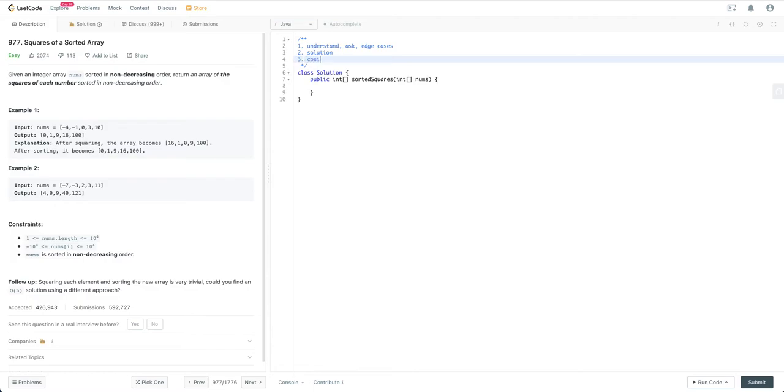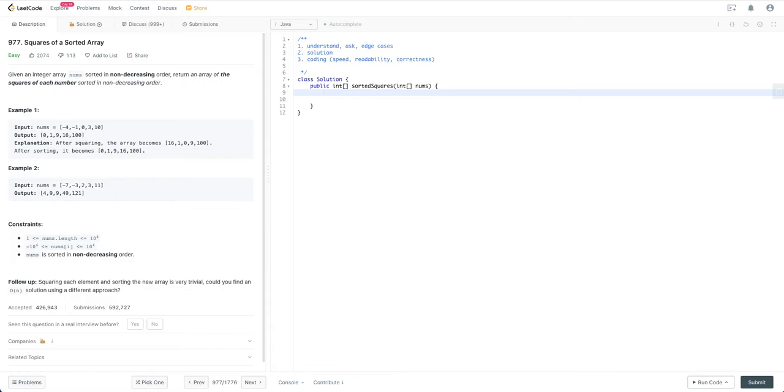So let's do some coding work. For coding, take care about the speed, the readability, and also don't be too slow. So correctness. Alright, so let's do some coding work for this.